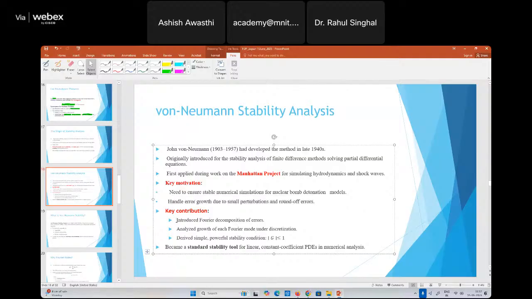And the key contribution here is that they write the solution or the error in terms of a Fourier series. Fourier had given the Fourier series long before 1940. Joseph Fourier was a French mathematician and physicist, and his reason for giving the Fourier series is very interesting. He gave it not for anything else; he was solving a problem, the heat equation.